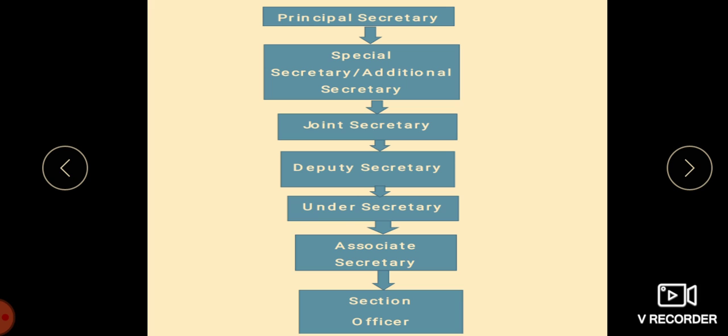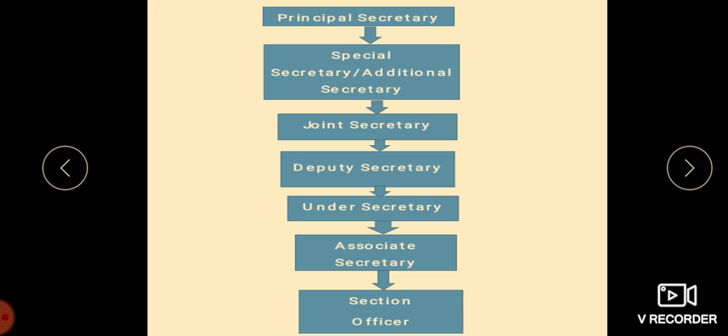In some departments, they are also called commissioners. They advise the ministers on administrative issues. The office of the principal secretary is divided into many divisions. Each division will be under the control of a section officer.